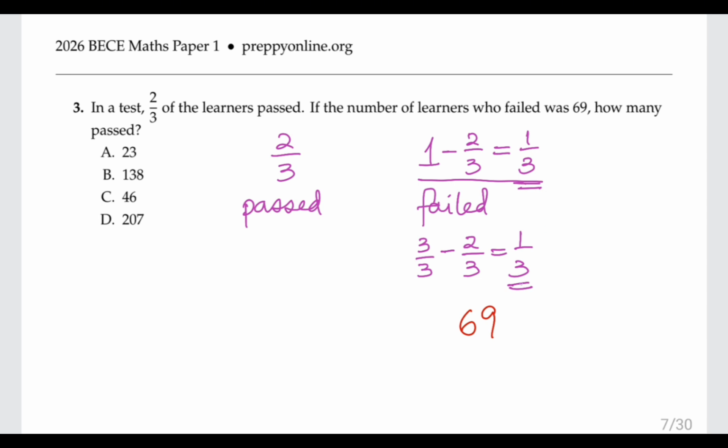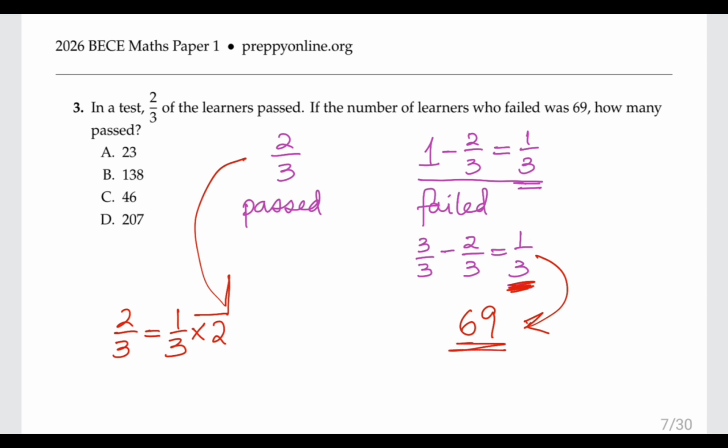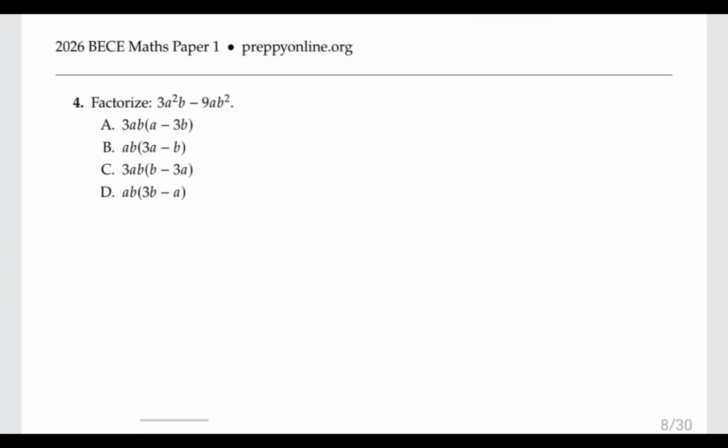So 1/3 of the learners, this 1/3 corresponds to 69. We want to know what 2/3 is going to correspond to. Well, if we notice that 2/3 is equal to 1/3 times 2, then if 1/3 is 69, 2/3 is going to be 69 times 2. So what is 69 times 2? It's equal to 138. So that gives our answer. All right, we go to the next question.